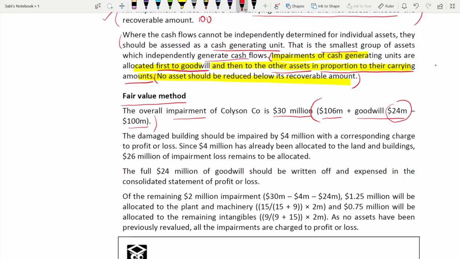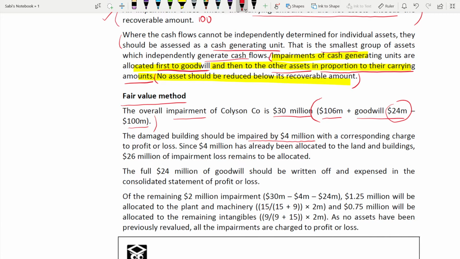Okay. The damaged building should be impaired by 4. You have to talk about the damaged building. There was a damaged building we talked about in the case study when we were reading, which was for 4 million. So the damaged building should be impaired by 4 million. This is what I'm telling you, how you utilize a case study fully.